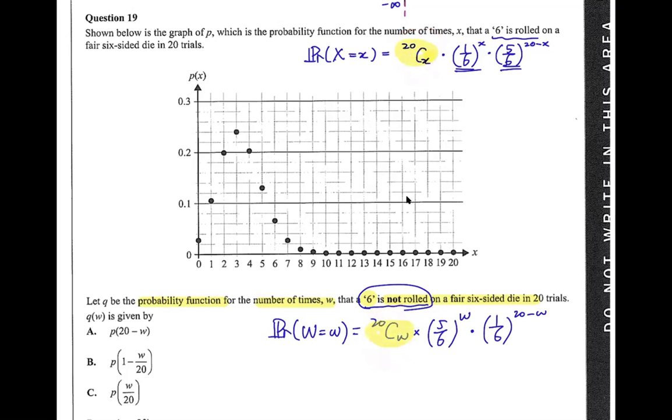Thank you, yellow highlighter. Then this bit corresponds to this bit. And you are comparing the indices. One is x, another is 20 minus w. So if you are substituting x equals 20 minus w, you should get this option here, as well as 20 choose x, 5 over 6, 1 over 6, okay? Therefore, you are choosing A. Looks quite tricky, but doable.